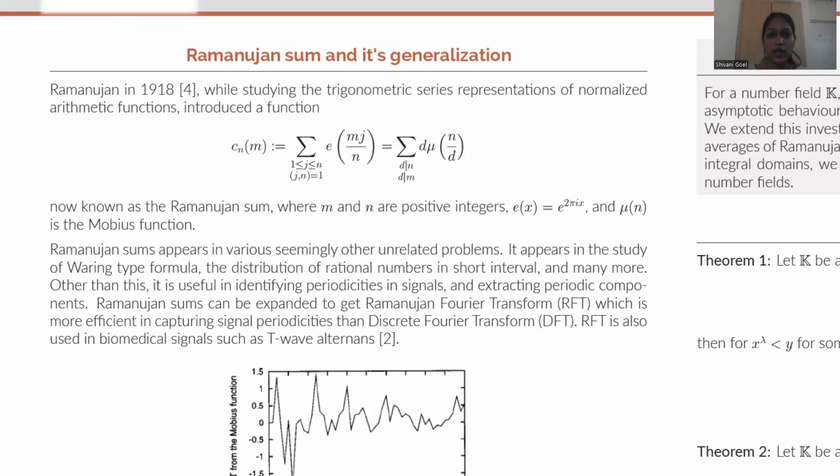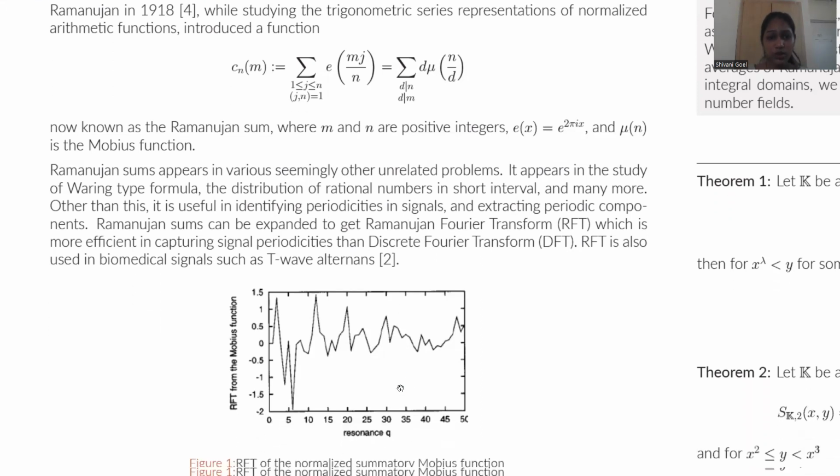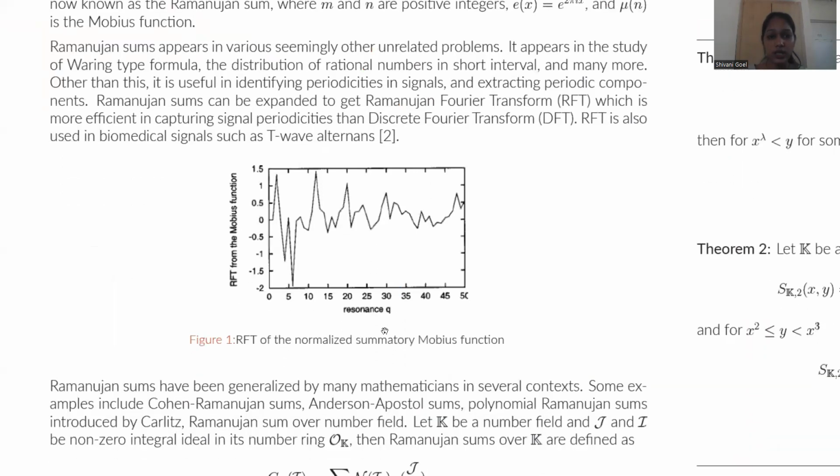Other than this, it is used to identify the periodicities of signals and extract the periodic component. If one uses the Ramanujan Fourier transform instead of the discrete Fourier transform, it gives more efficient signal periodicity. Here is the graph for the normalized symmetry of the Mobius function.